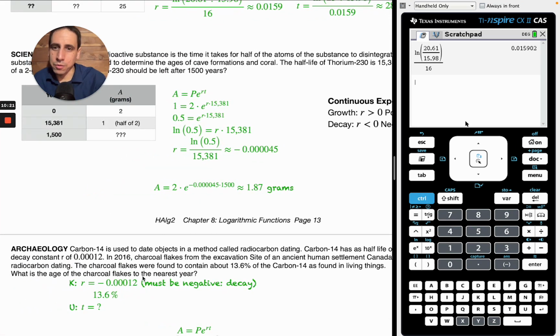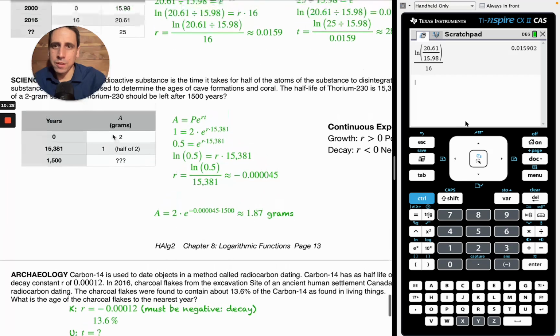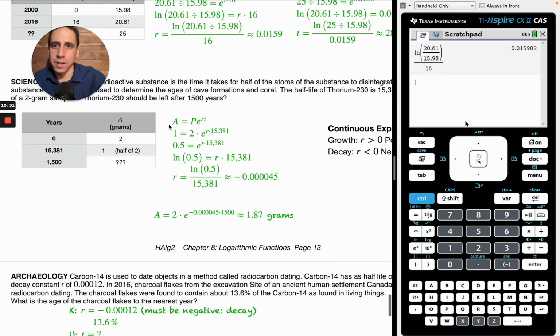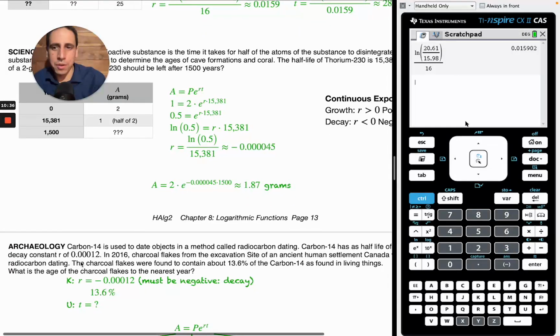The charcoal flakes were found to contain about 13.6% of the carbon-14 as found in living things. So here, we knew there were 2 grams and it was going down to 1 gram, and this is how long it took. But we know that the constant R is this, and notice I'm making it negative. In here, it was just the constant, but we have to make it negative in order to make sure that the equation represents decay. And we know that we have 13.6% of the original. What we don't know is the time.